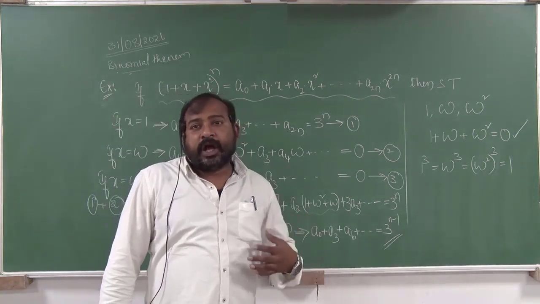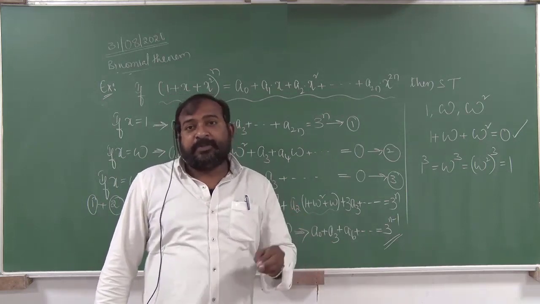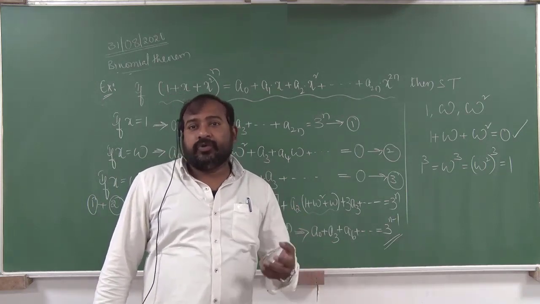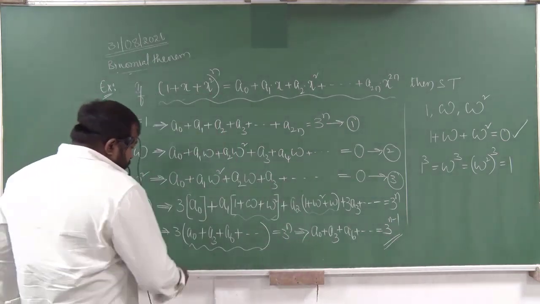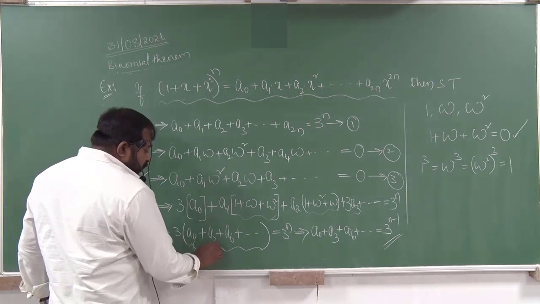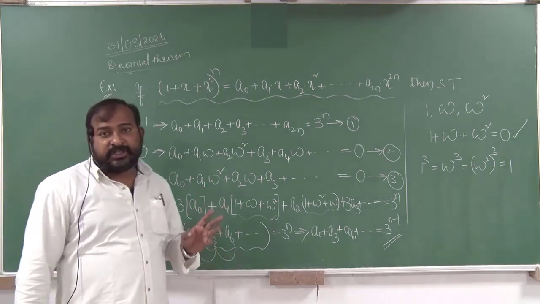But as a student, how can I know? Exactly, this is the value we have to substitute instead of x. How can you know? Listen to my simple logic. Here, if you observe, a naught, a3, a6. What is the difference here? It is 3, there is a difference of 3.